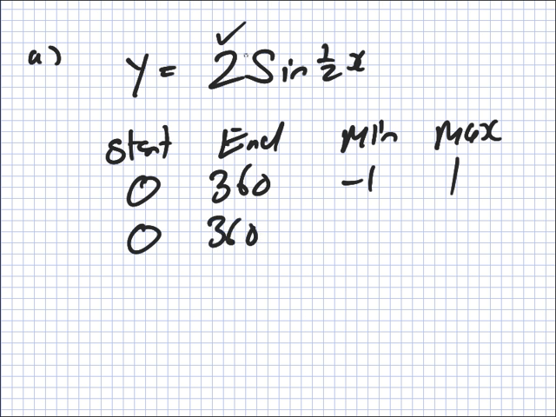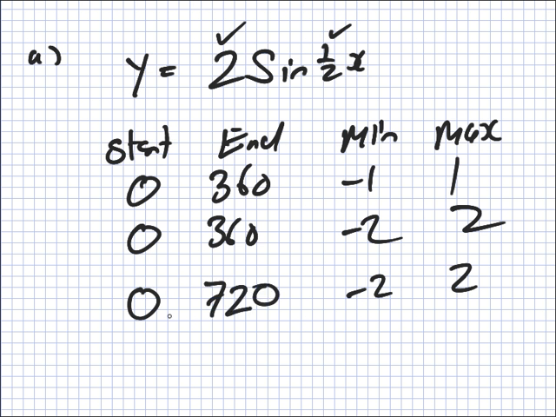What's the effect of the 2 here? Maximums and minimums change. And what's the effect of the half? Yeah. So it's not 0 and 360. What will it be now? 0 and 180. Everyone got it wrong. 720.